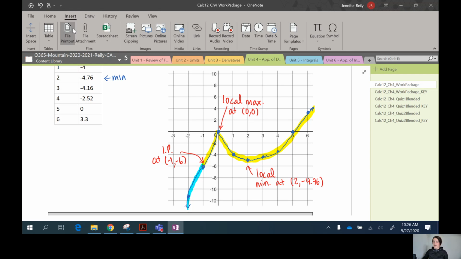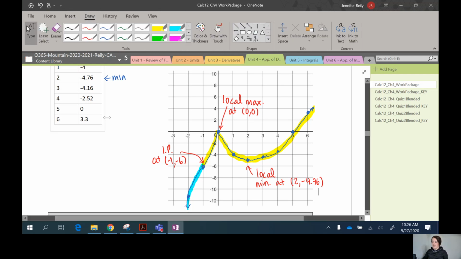So it was just a little bit of a review today of the first and second derivative tests, and then we're basically just plotting points and using the derivative test to give us the shape of the graph.